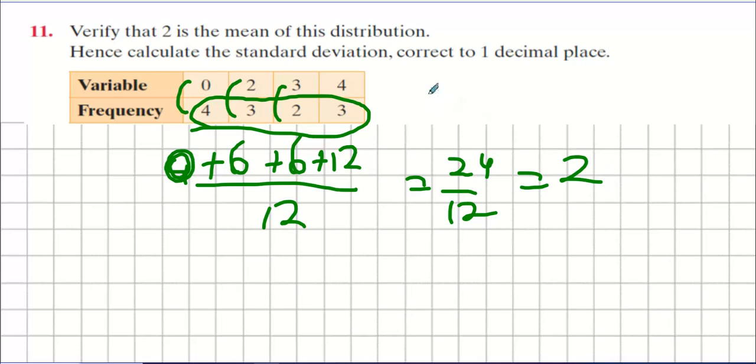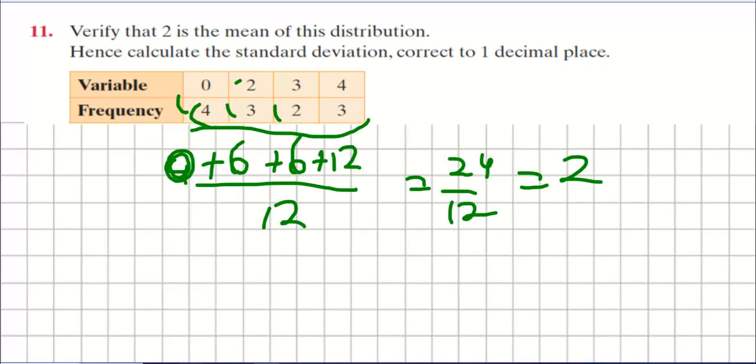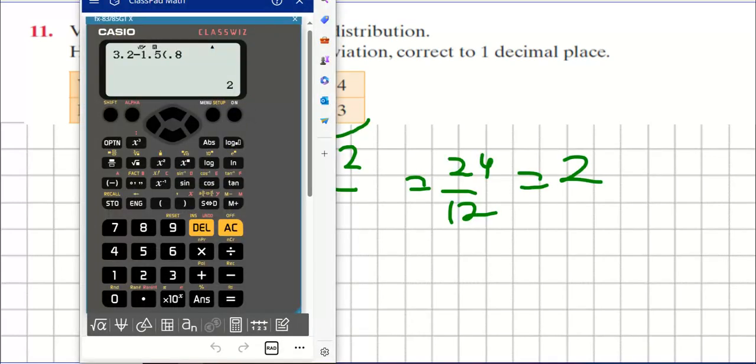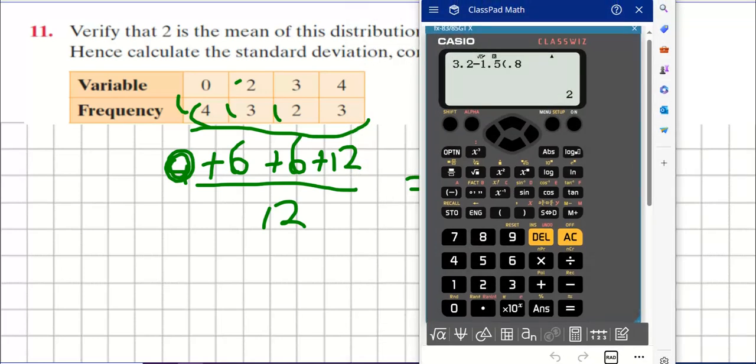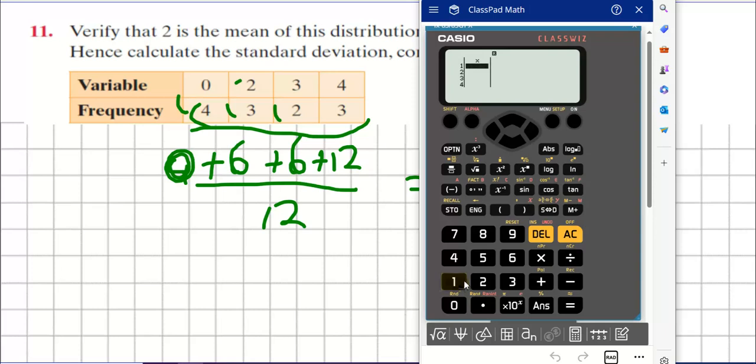Now, I'm going to show you all how to use the calculator, just for anybody that forgets. Okay, so here's how we're going to do it on the calculator. Everybody, get your calculator. Menu. Statistics. One variable. See the way I haven't got a frequency in?